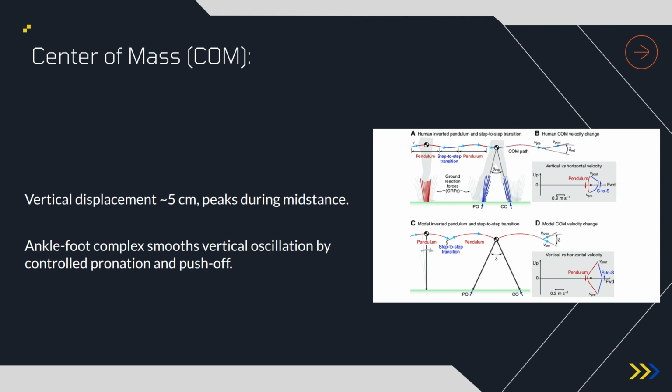The ankle and foot play a key role in managing center of mass displacement. Early stance pronation allows the body to lower smoothly. Late stance push-off helps redirect center of mass upward and forward. Excessive stiffness or collapse disrupts this rhythm and forces compensation at the knee, hip, or trunk.